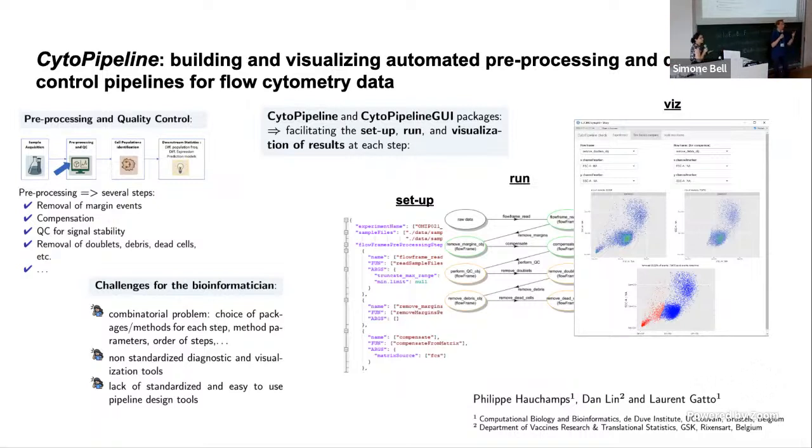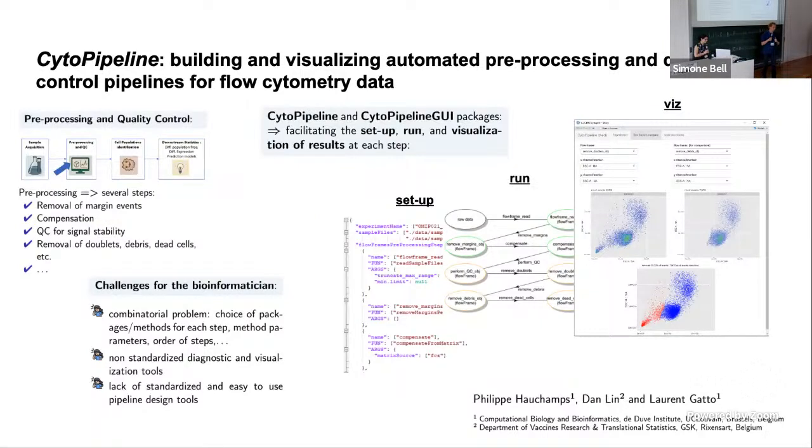Okay, so 3 keywords for my poster: flow cytometry, automated data analysis pipeline, and pre-processing and quality control. Regarding pre-processing and quality control, specifically for flow cytometry, it encompasses under the same umbrella a series of different steps, ranging from compensation to removal of different events of different nature. So if you want to implement this, soon you will be faced by a number of challenges.